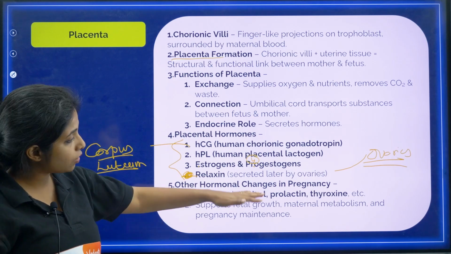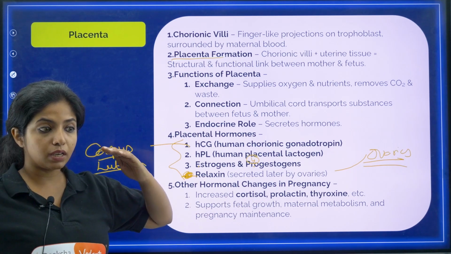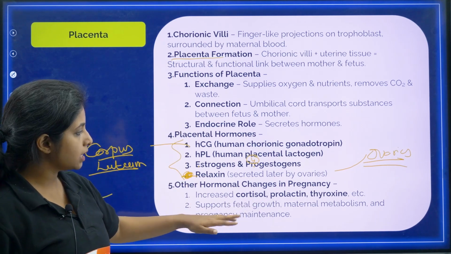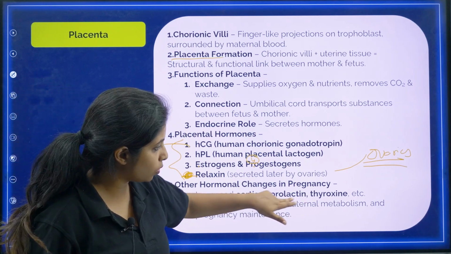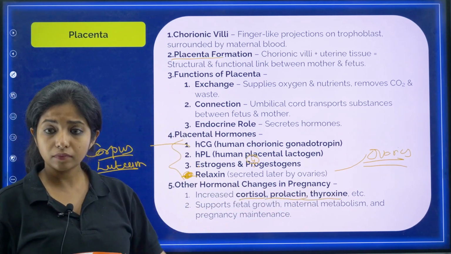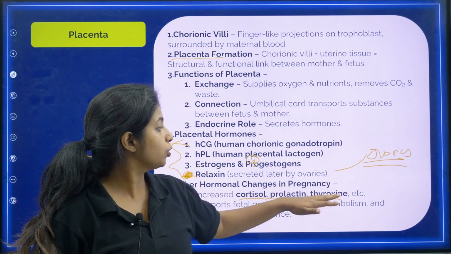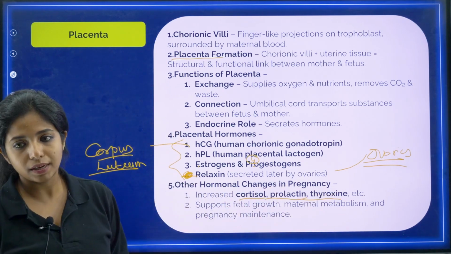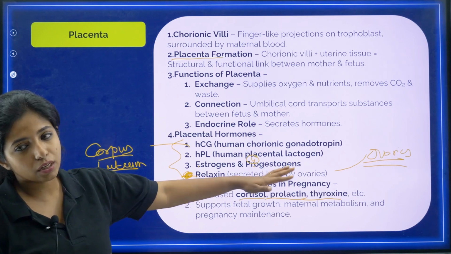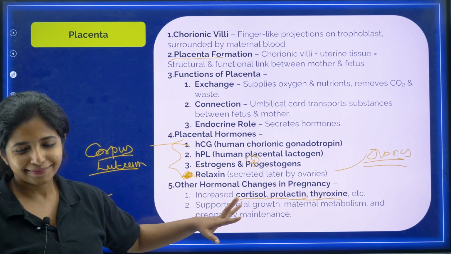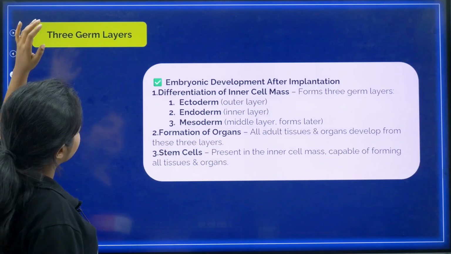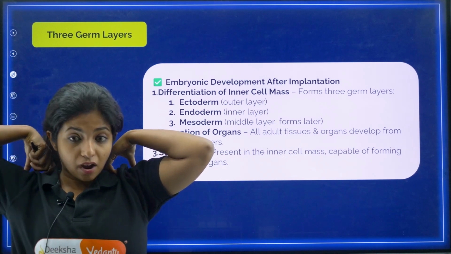Cool. Now, there are other hormones also which go up really high during pregnancy. You have cortisol, you have prolactin, you have thyroxine. So it supports fetal growth, maternal metabolism and pregnancy maintenance. Remember, relaxin is secreted by ovaries, not the placenta. Okay, cool, done. Now, embryonic development after implantation.